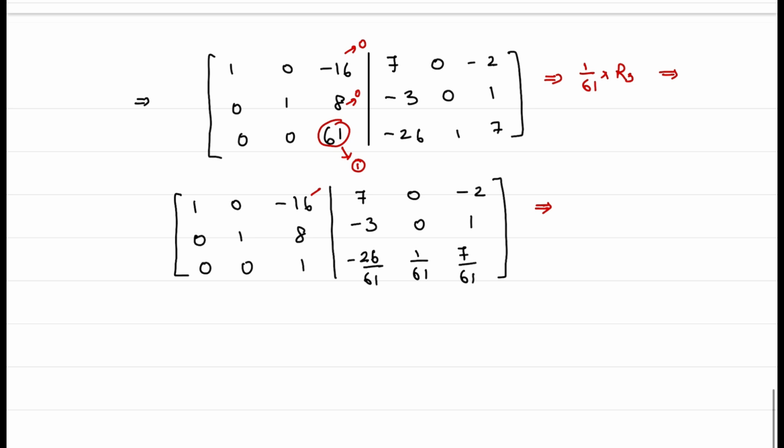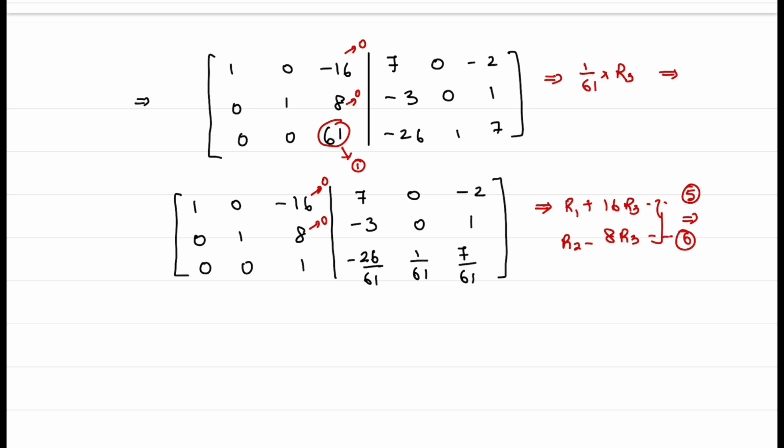To make it 0, what I have to do? R1 minus R1 plus 16 R3. I want to operate R3 on R1 and R2. R3 will not change. Minus 16 plus 16 will be 0, so that it becomes 0. Plus 8 minus 8, that means R2 minus 8 R3. These two operations are sufficient for us. This is equation 5, this is equation 6.